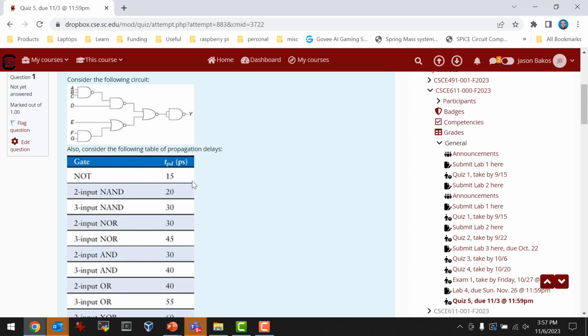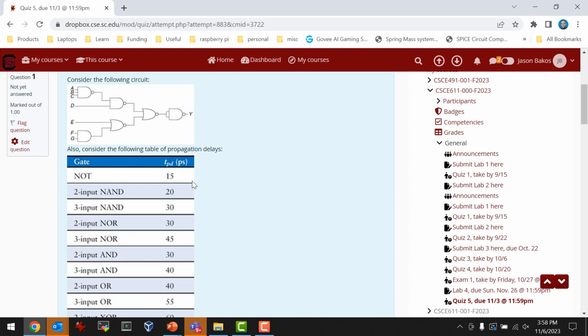Okay, so we've got a 3-input NAND, so that's 30. I'm looking at the top branch from A, B, and C. Then we have a 2-input NAND, so that's plus 20. And then we've got a 2-input NOR, which is 30, and a 2-input NAND, 20, right? So that would be 50 plus 50, 100 picoseconds. So 100 picoseconds in the top path, from A or B or C to Y.